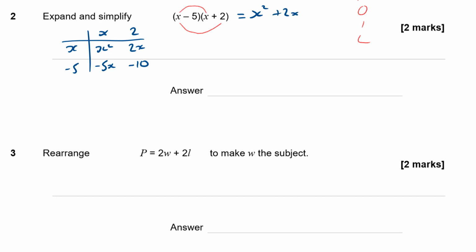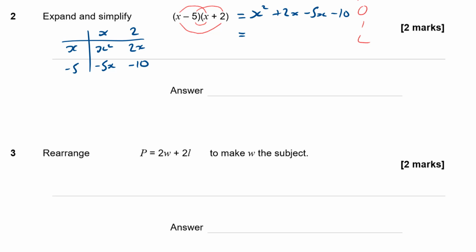Inside is I multiply my two terms closest to the middle, so minus 5 times x, which gives me negative 5x, and then finally the last, so the negative 5 times the plus 2. Negative 5 times positive 2 is negative 10. Okay, you see I get the same results.